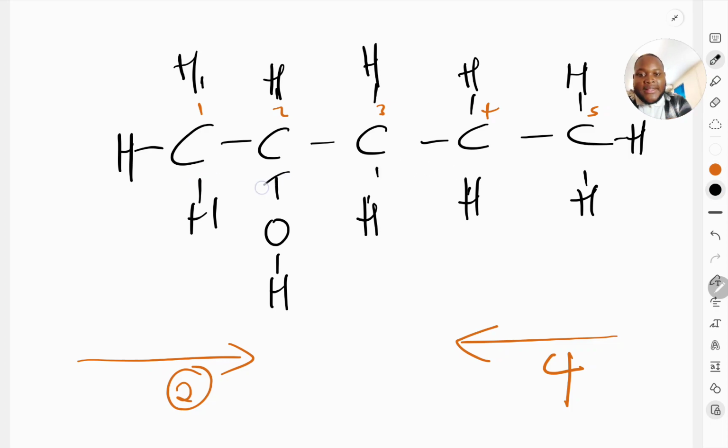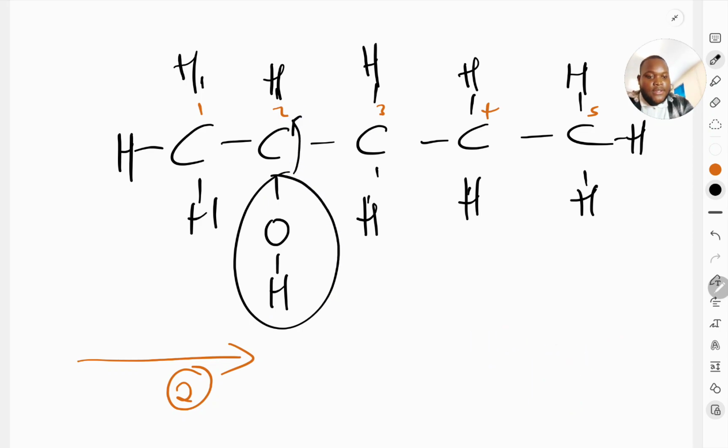So now I am going to make this hydroxyl group to be attached in carbon number 2. Therefore, I'm going to choose counting from left to right. So now when I name, I know that the highest number of carbons that I have here is 5. Therefore, 5 goes with what? It goes with pent. So I'll have pent.